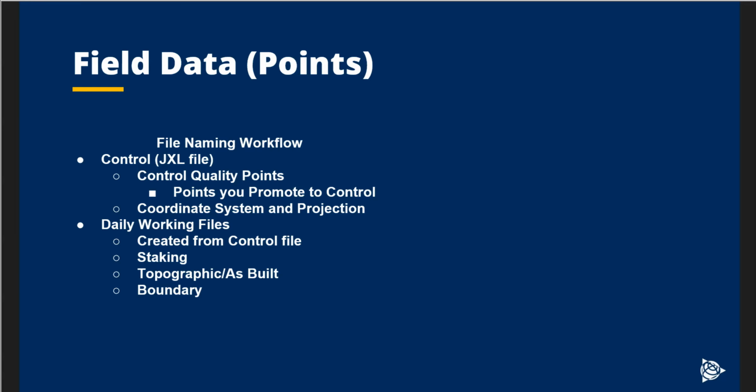Your working files are your construction staking, your topos, your as-built, your boundaries after you've established control. A control file that's yet to be promoted would be a working file that is yet to be reviewed by the office and given the blessing of the LS in charge. Or maybe the LS was in the field and says, okay, now I've looked at it, I've thought about it, we're good, I'm promoting this to a JXL, it's locking down from this time on. Anytime I go out to this site, I'm using this JXL, that way everything's consistent.